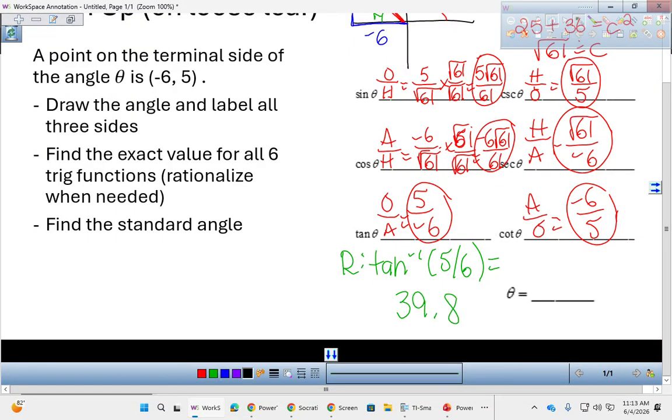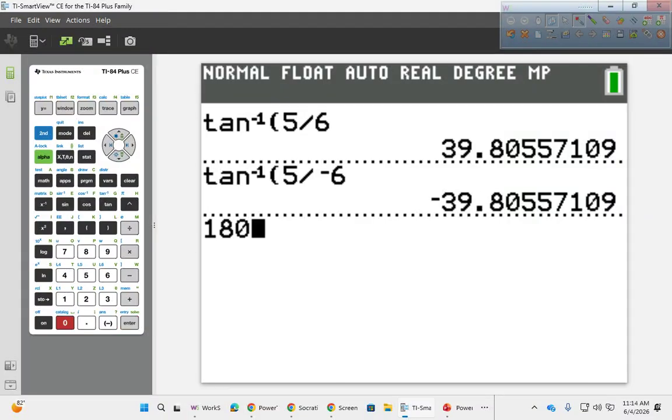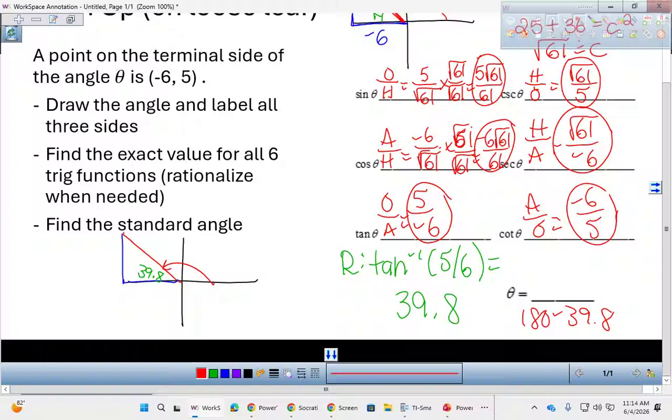So here's what I've got in my picture. Got this triangle, and I got that this is 39.8, but I want this. So together, red plus green is 180, right? So I can figure out what red is by doing 180 minus 39.8. That's 140.2.